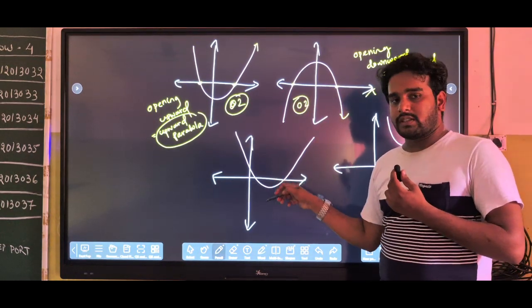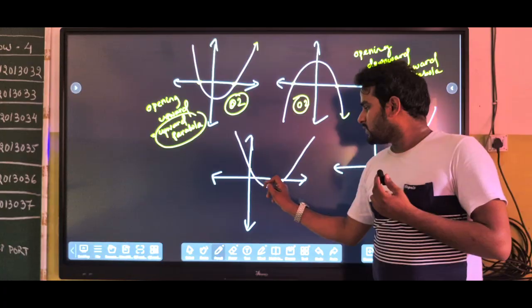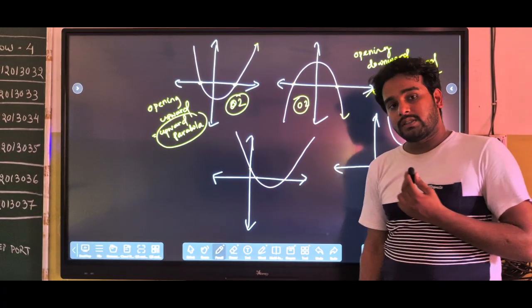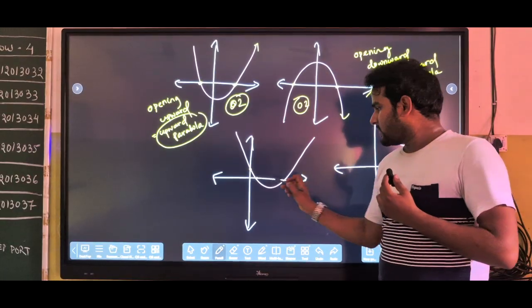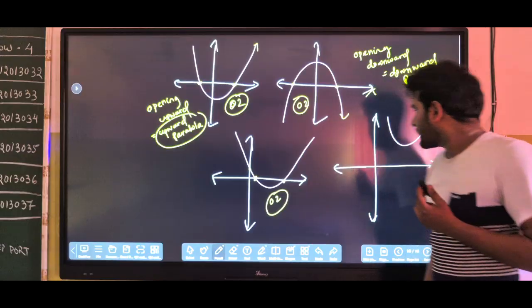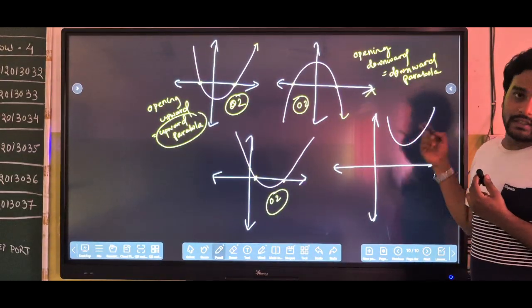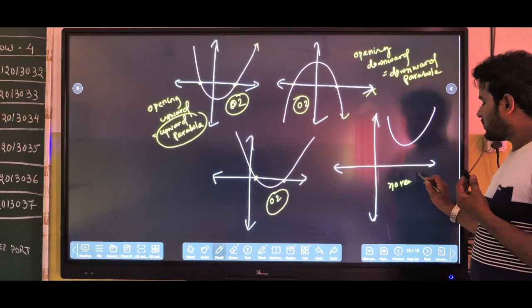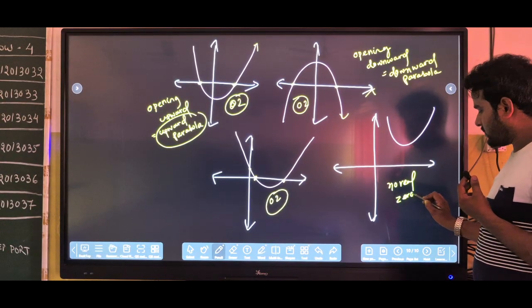Here, how many points of intersection? 1, 2, 3. But we need only the x-axis. So 1, 2. 2 real zeros. Here, is it intersecting the x-axis? No. So no real zeros.